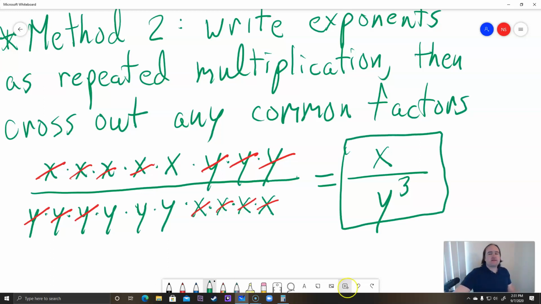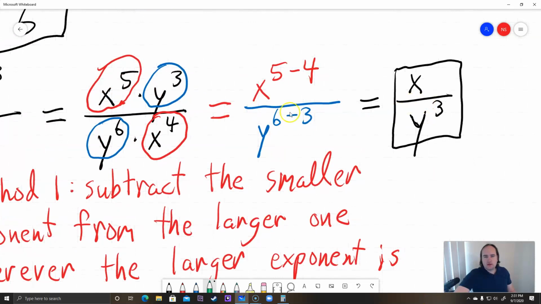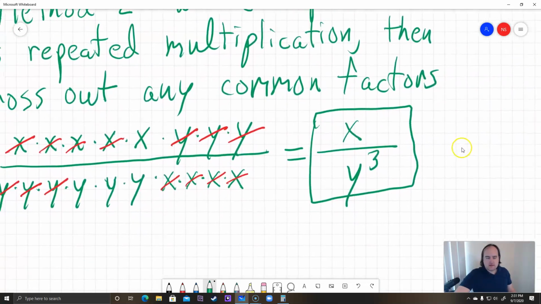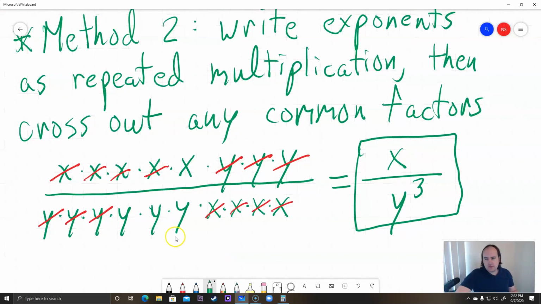So notice we got the same exact answer as we did with method 1, but it took a lot longer to do method 2 because we had to write out all of the x's and all the y's. If you have a huge exponent like x to the 12, as you can imagine, it would be way easier to do method 1. So I recommend for most people that you just do method 1, but I thought I would do method 2 just on this first problem so we see how to do it.